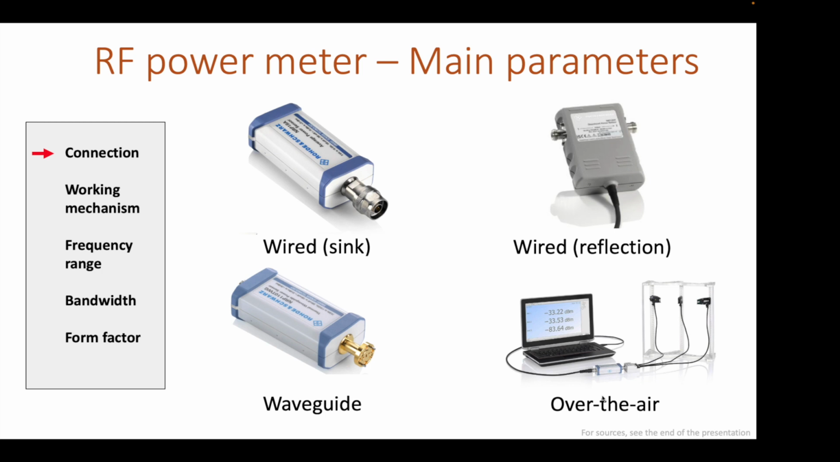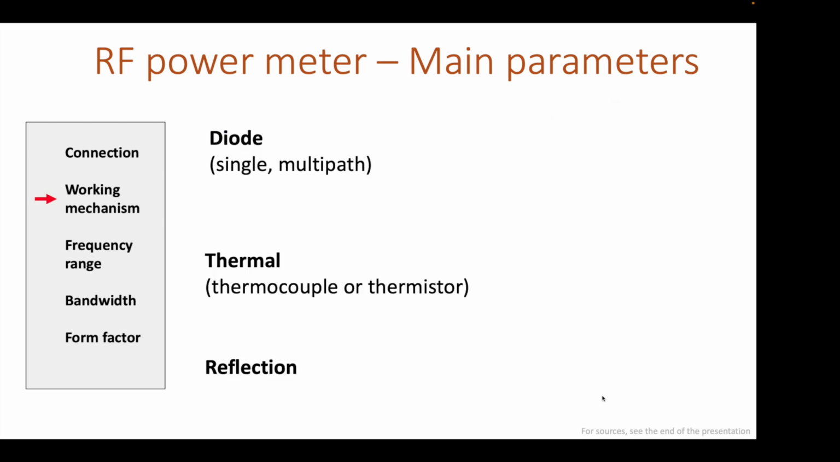Now, next step that I want to talk about is the working mechanism, because they can be rather different. So first of all, I'll talk about the power meters that are based on diodes, and in their most simplest form, the simplified schematic diagram would look a little bit like that. It would have an RF signal at the input that will be terminated by a load, typically 50 ohms.